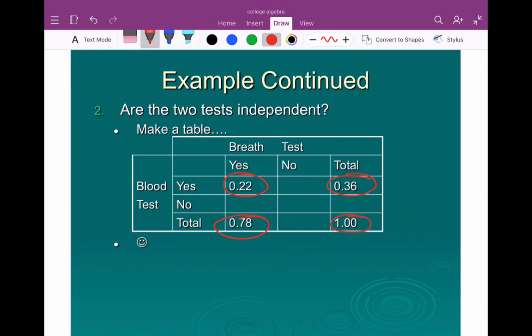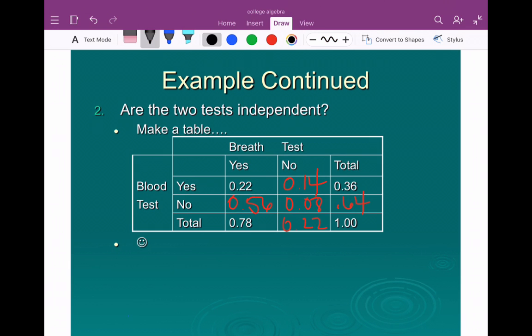And then we just have to add and subtract to fill in the rest of the table. So in this case, 36 minus 22 is 14, 78 minus 22 is 56, 100 minus 36 is 64, and 100 minus 78 is 22, and then 22 minus 14 is 8.